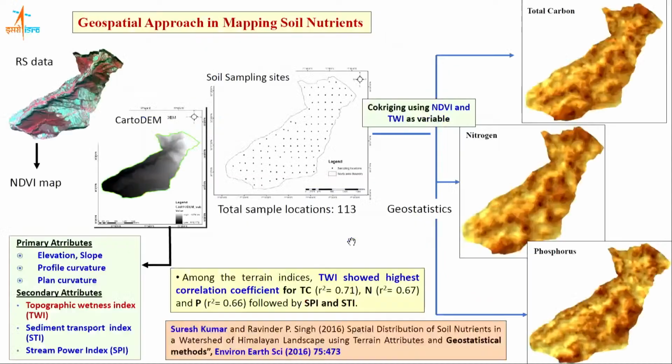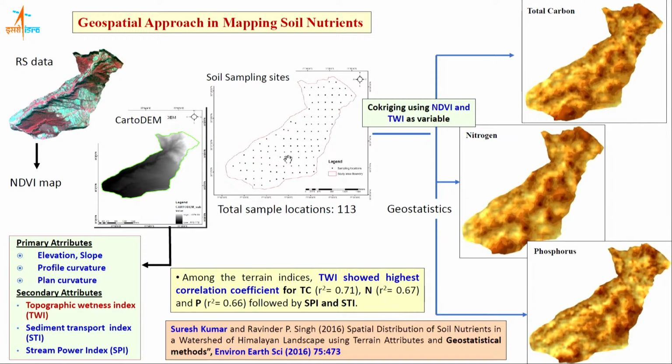You see this one. This is the remote sensing data. From this I generated the NDVI map. This is the digital elevation model. From this digital elevation model you can generate this many parameters: elevation, slope, profile curvature, plan curvature, terrain indices, topographic wetness index, sediment transport index, stream power index. These are the indices you can generate from it.